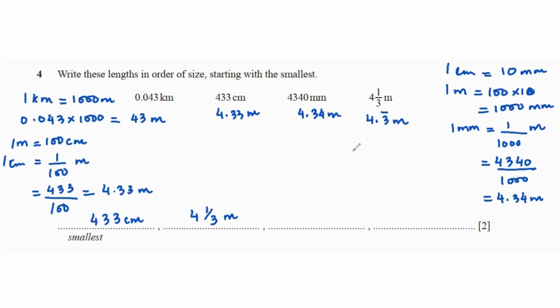Then next what we have is 4.34 meters. So that's 4,340 millimeters. And lastly, 0.043 kilometers.